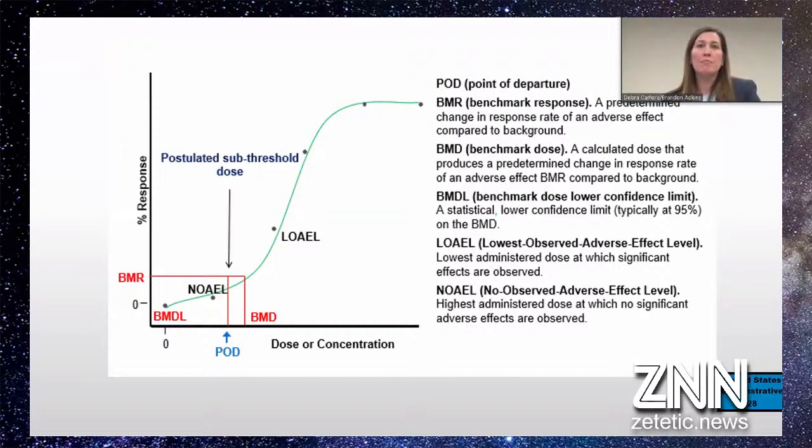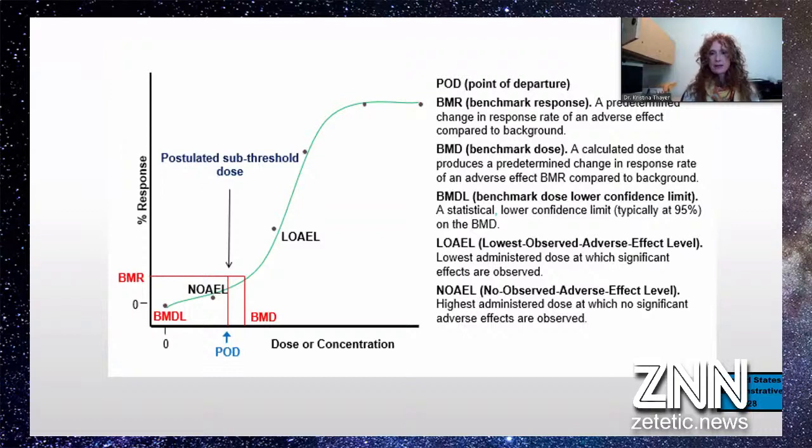Now, what is the benchmark dose approach? So the benchmark dose approach starts with identifying a benchmark response, which is a predetermined change in response rate of an adverse effect. And then the benchmark dose is the calculated dose that produces that predetermined change.